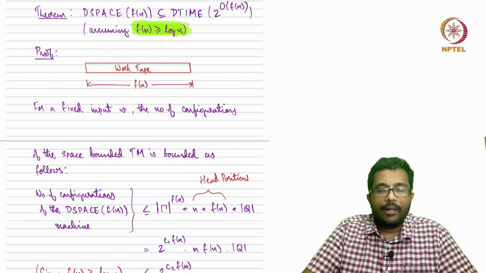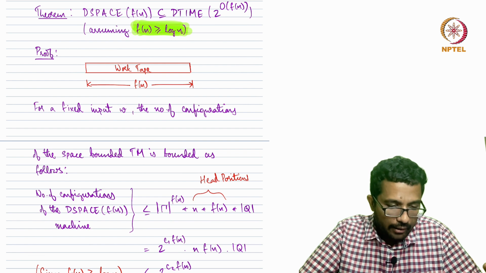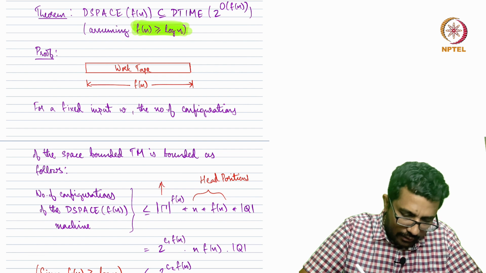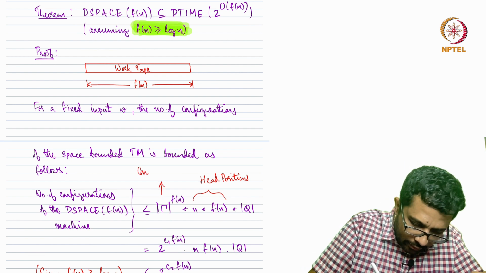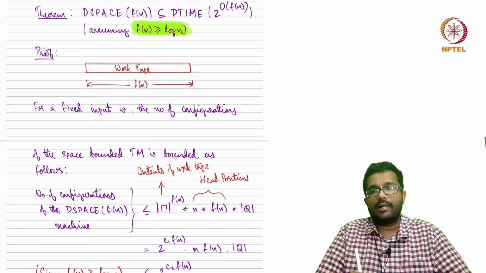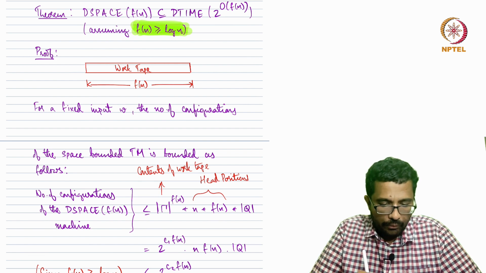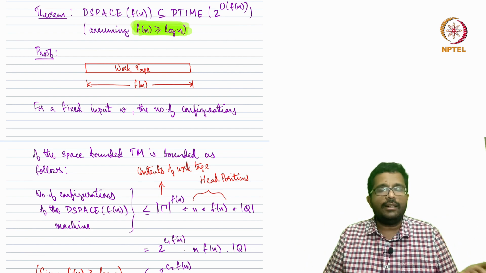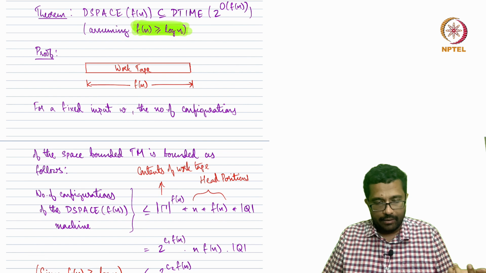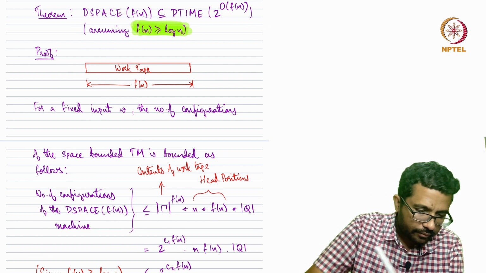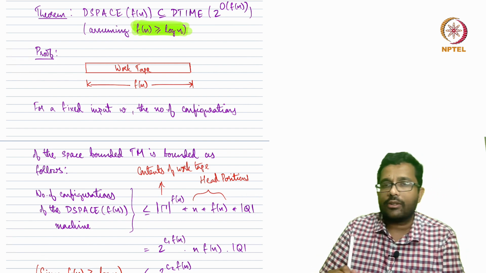What is the number of possible contents of the work tape? So the contents of the work tape are going to be of size gamma power F(n), where gamma is the tape alphabet, right? Because there are F(n) cells and each of these cells can have any tape symbol there. So it's gamma power F(n). And then we have the state, the number of states, which is q, right? So these are the things that comprise the configuration.